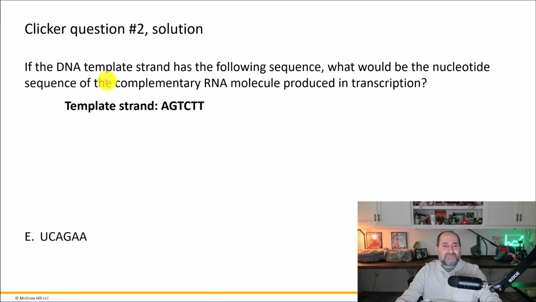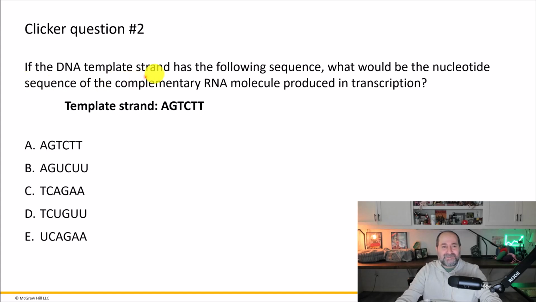And again, this is clicker question number 2, and this question may appear on the exam. If the DNA template strand has the following sequence, what would be the nucleotide sequence of the complementary RNA molecule produced in transcription? So if this is on the template strand of DNA, when you're making mRNA, remember, A's pair up with U's. So we're going to complement an A with a U. And the only answer choice that has U is E. So it has to be E.